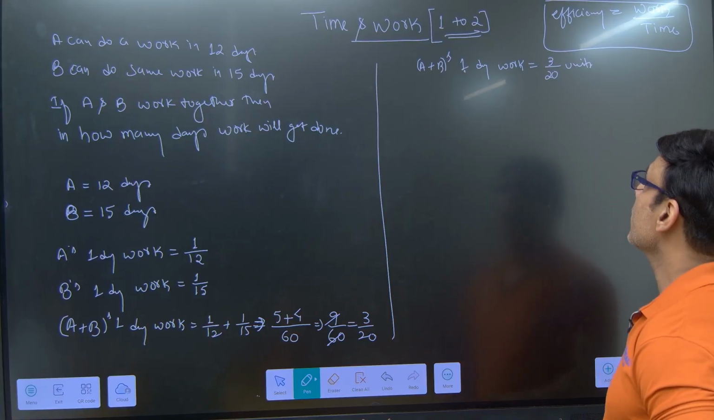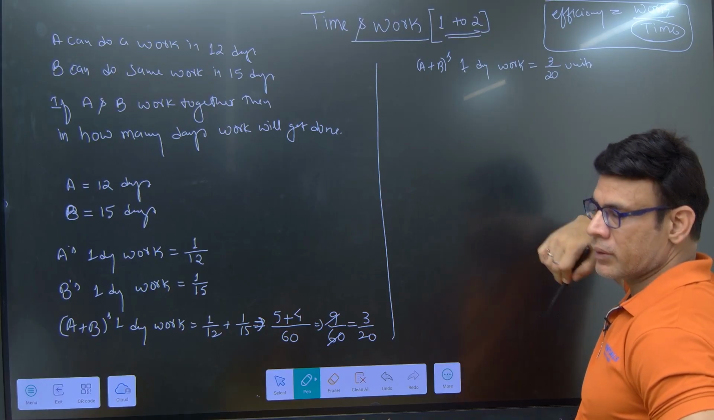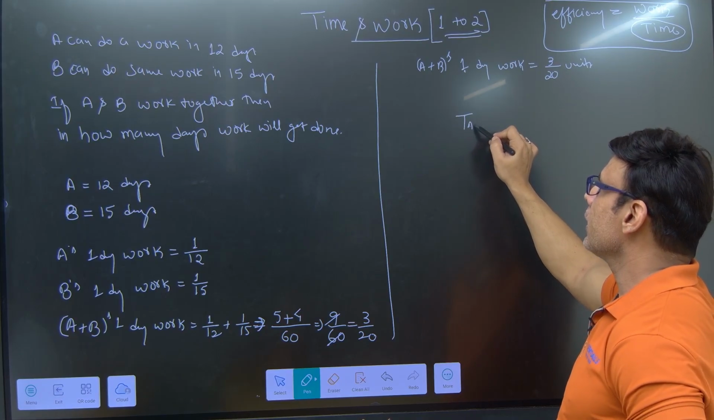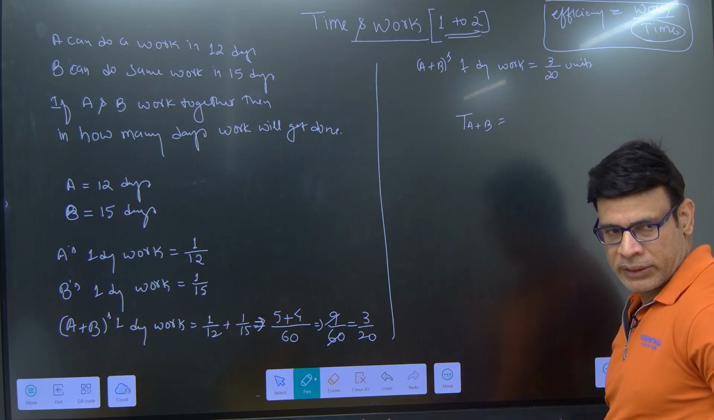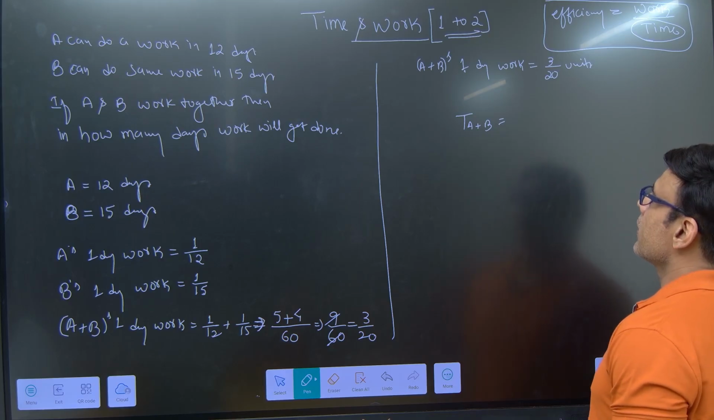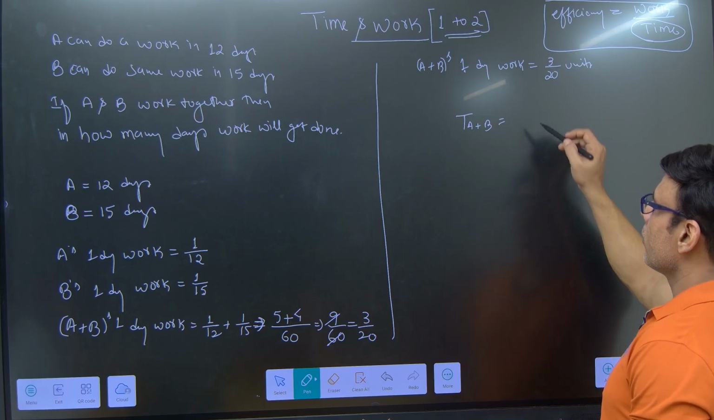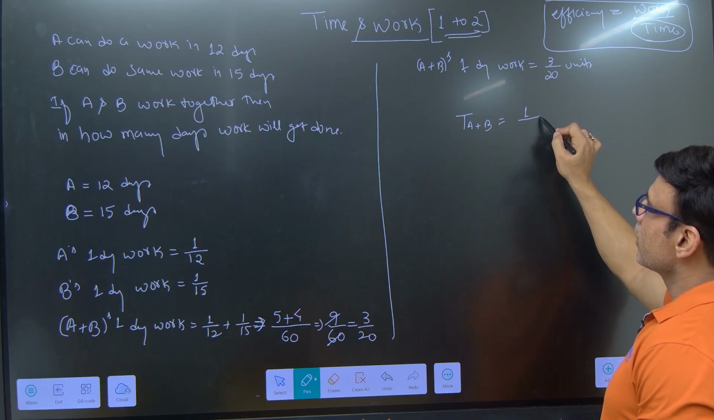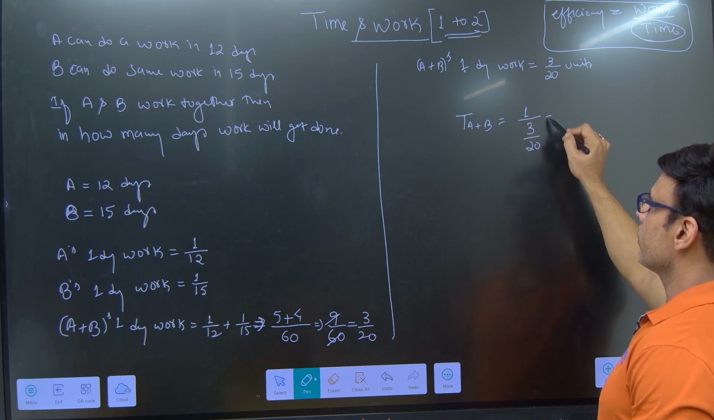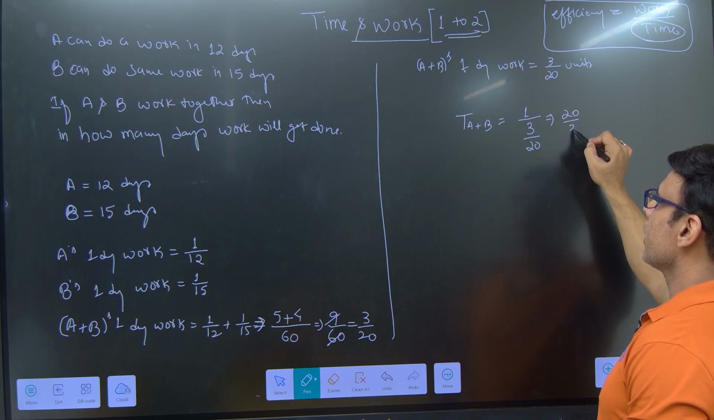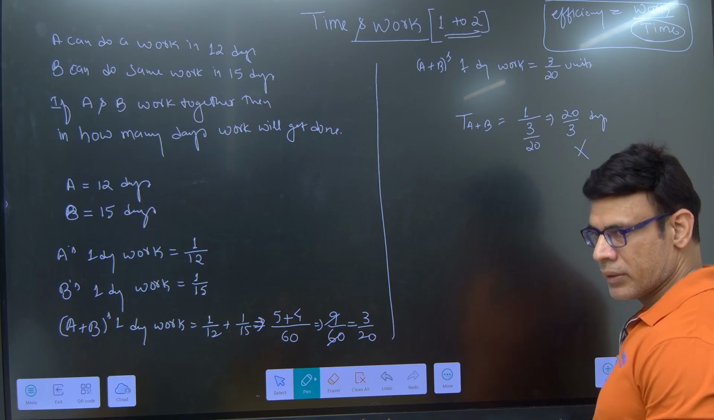Now we have to find out what? Time in which they finish. Right? We have to find out time taken by A plus B. Method should not be used in exam. Time is what? Work upon efficiency. Work is 1 unit and efficiency is 3 by 20, which will give you what? 20 by 3 days. Don't use this method.